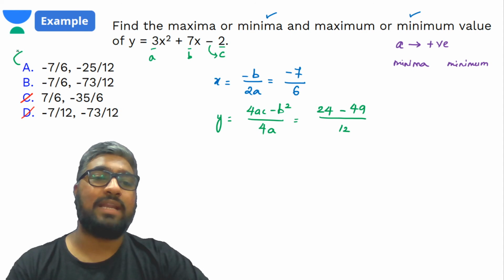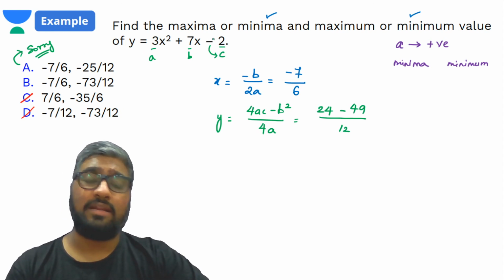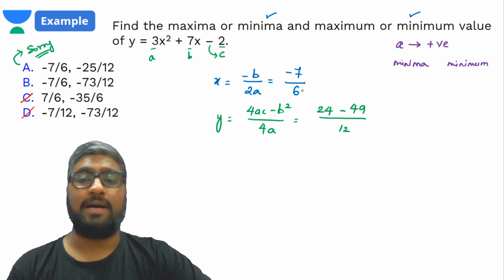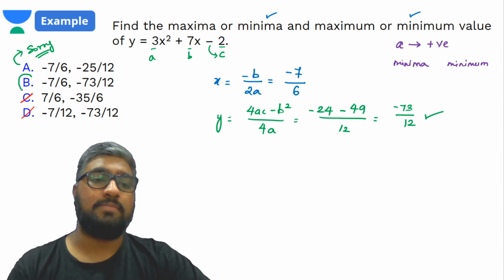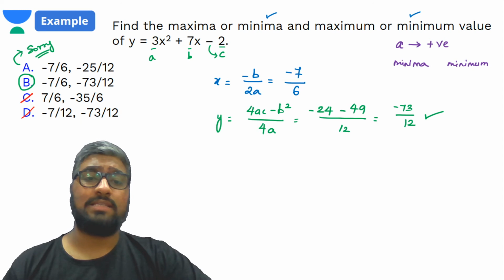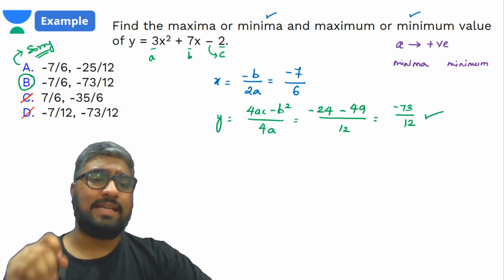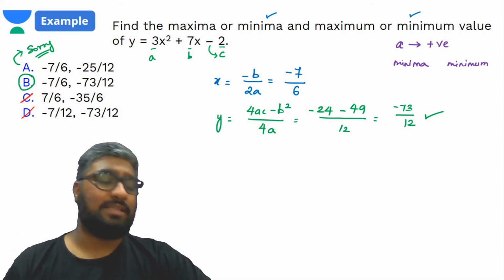So anyone who said A, I am very sorry for you guys. What you will have to keep in mind is when you consider C, you will have to make the sign a part of it. So minus 24 minus 49 is how much? Minus 73 over 12. Which of these answer choices got it? Option B has it. So what's my answer? Option B. This means when x is at minus 7 by 6, that's when the entire expression would be at its minimum, that is minus 73 by 12.